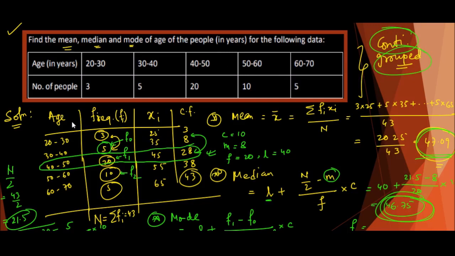Okay. So here again we can revise. First you need to find the corresponding xi values and cumulative frequency. Based on that apply the formula, you will get the answer. Okay. So now we are moving on to our next question.